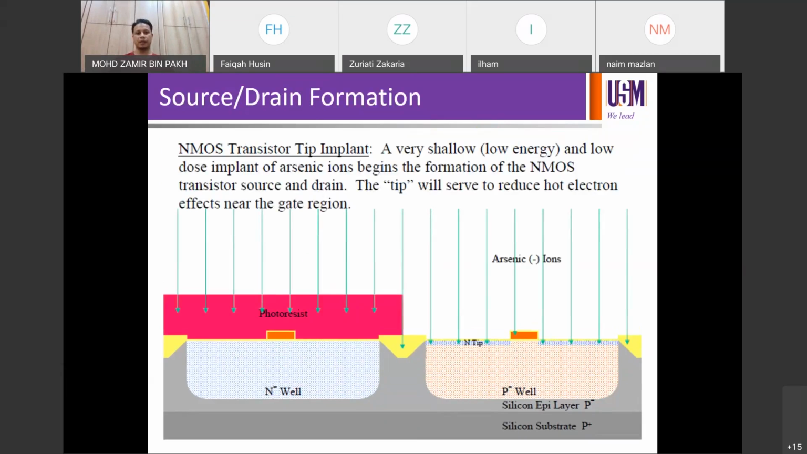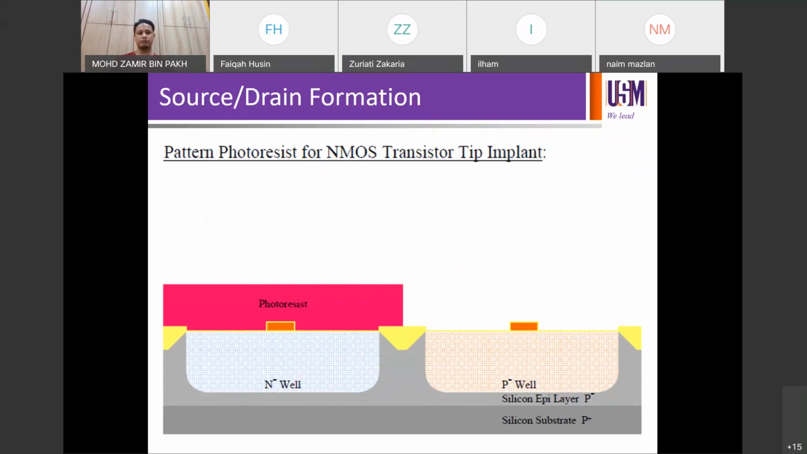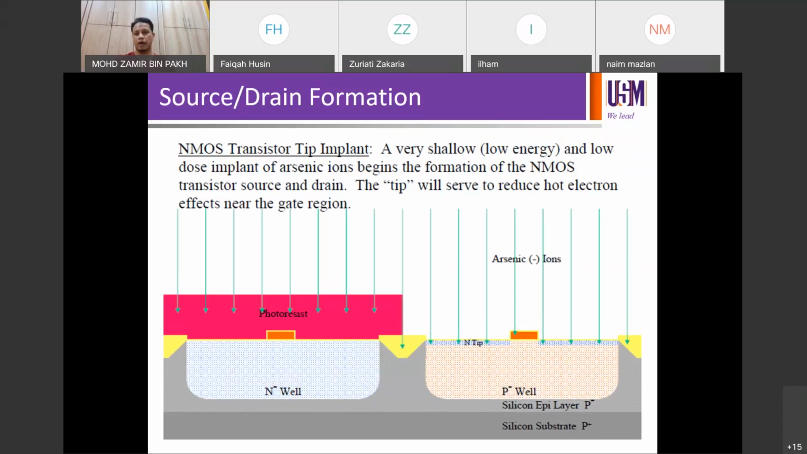So you implant arsenic. This time, you use low energy implant because you need to form a very shallow implanted layer. The first one is where we used high energy implant in order to form the well, a deep layer. Now we're going to form the tip only. The tip means very shallow, therefore you don't have to go for middle energy or high energy. Low energy should be enough. Low dose implant of arsenic, for example, begins the formation of an NMOS transistor source and drain. The tip will serve to reduce hot electron effects near the gate region.